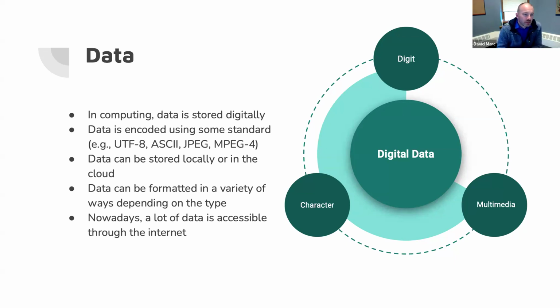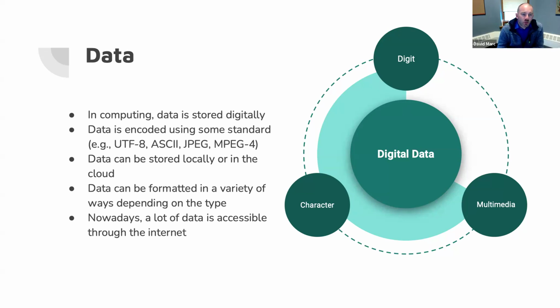So it could be encoded in UTF-8, ASCII, JPEG, MPEG. Those are all data encoding methods. And data takes many different forms, not just a traditional spreadsheet, which is what we think of when we have rows and columns, but also multimedia. So pictures, videos, audio files, that's also considered data. Text that's accessed online or in a computer is data.